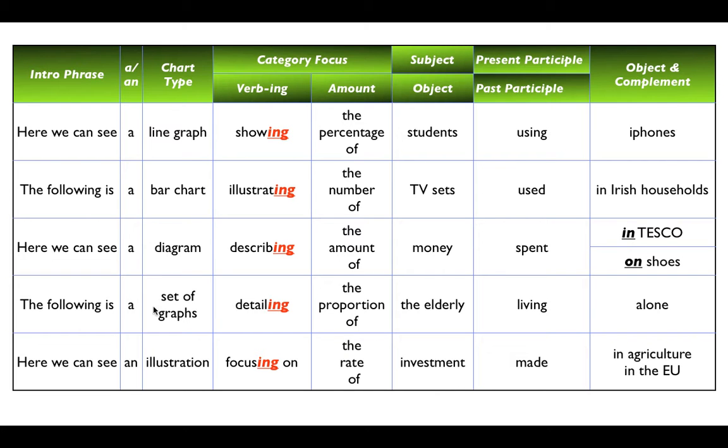Okay? The following is a set of graphs, that means group of graphs, detailing, again, this means show, the proportion of, like the percentage of, the elderly living alone. The elderly is a group focus on old people. So instead of saying old people, you can say the elderly. And here we can see an illustration focusing on the rate of investment made in agriculture in the EU. So that's a quick recap on previous work that we've done already. We've already done this, so that's just to revise what we've been doing to refresh your memory.